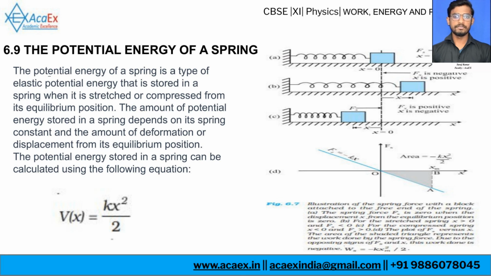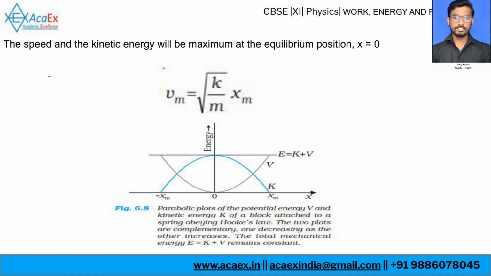W equals 1/2 kx squared. Energy in spring system. Speed and kinetic energy are maximum at x equals 0. Total energy E equals K plus V. Kinetic and potential energy are complementary as x varies.